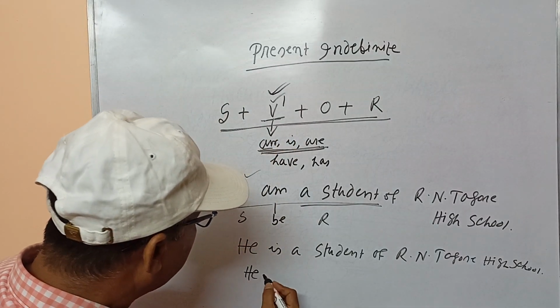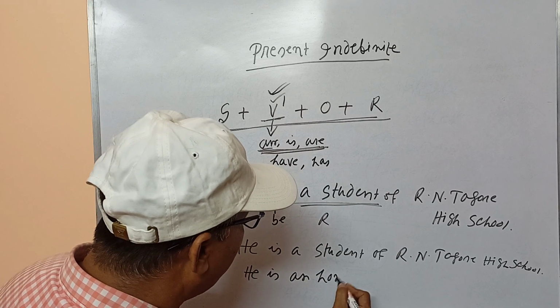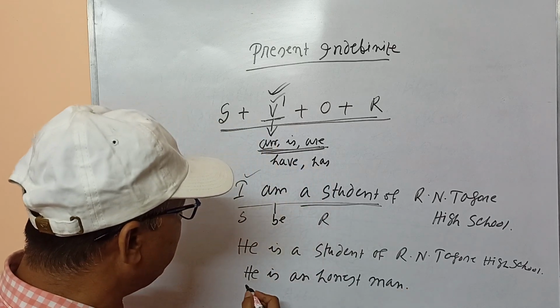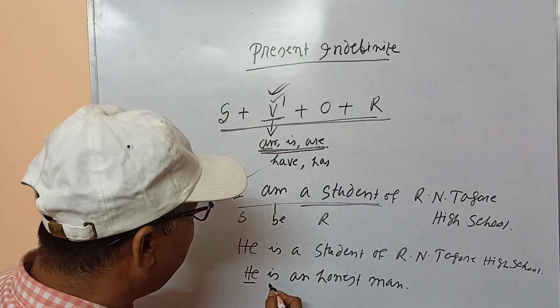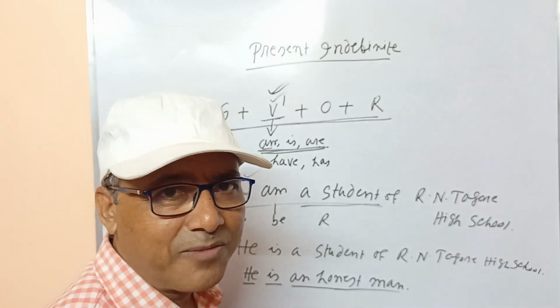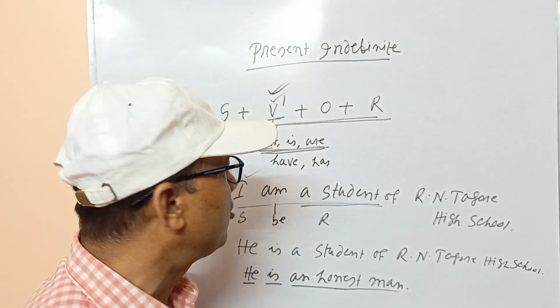He is an honest man. Honest man. See, he is an honest man. Again, subject and be verb and then other parts of the sentences I have used. So in this way, I can create a lot of sentences.